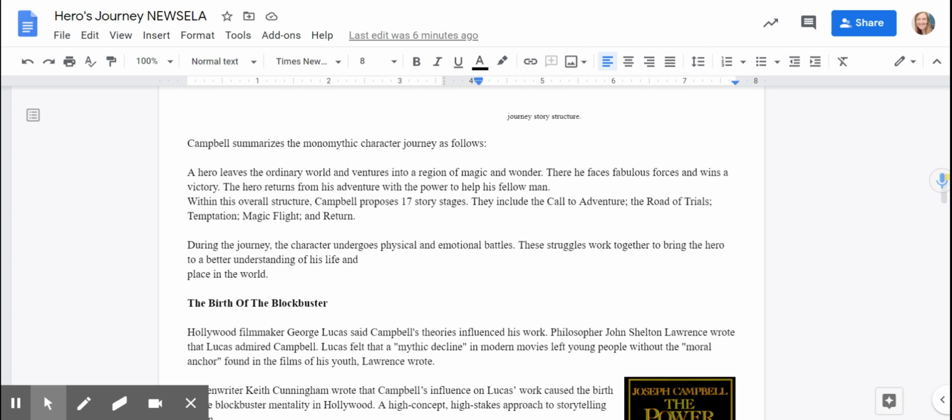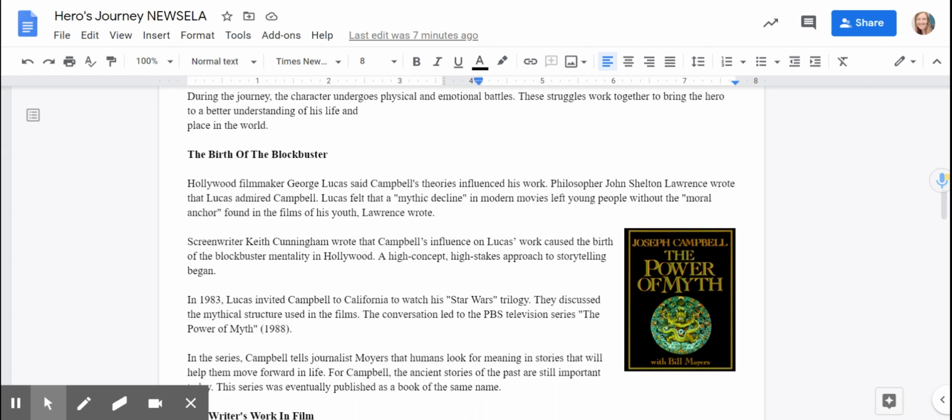Within this overall structure, Campbell proposes 17 story stages. They include the call to adventure, the road of trials, temptation, magic flight, and return. During the journey, the character undergoes physical and emotional battles. These struggles work together to bring the hero to a better understanding of his life and place in the world.